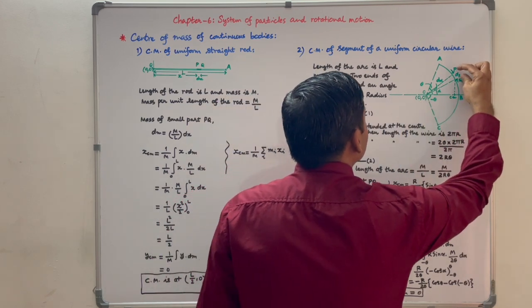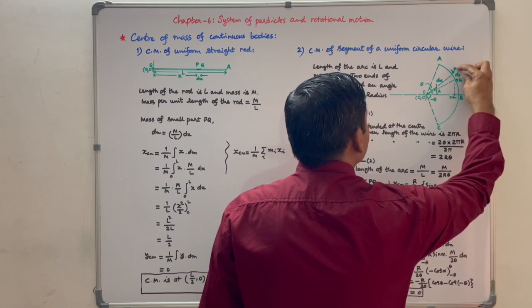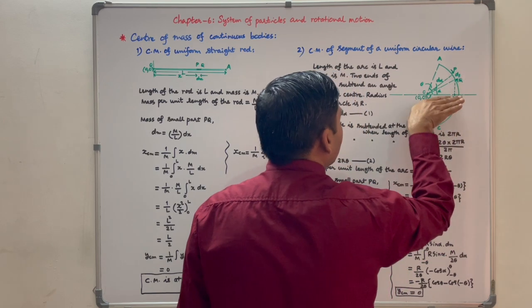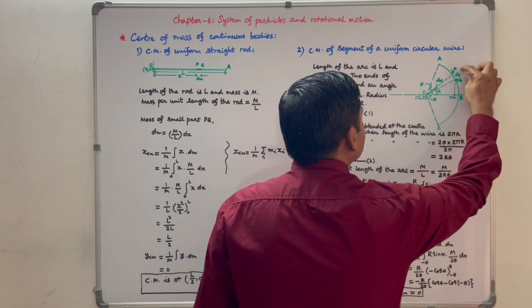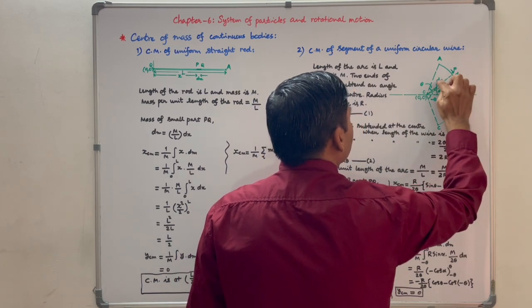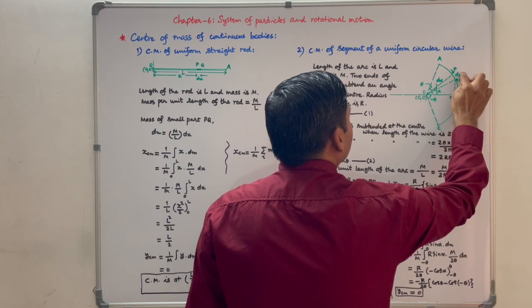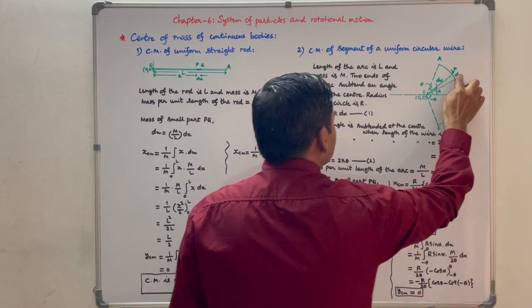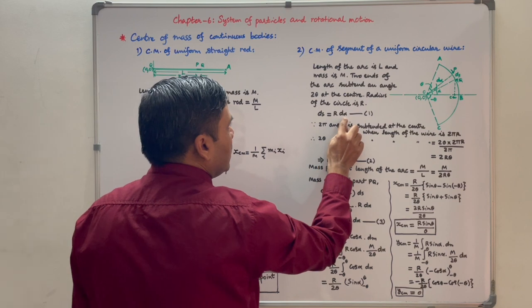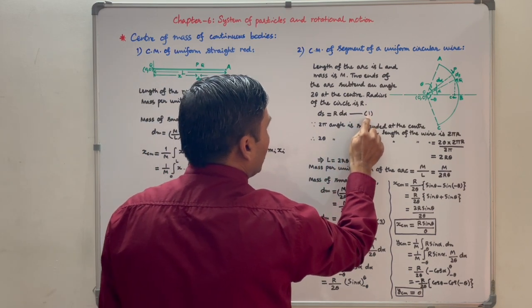Now consider a small part of this wire which makes an angle alpha with positive x-axis. This part subtends an angle d alpha at the center. From trigonometry, we know that ds is equal to r d alpha. Suppose this is equation number 1.